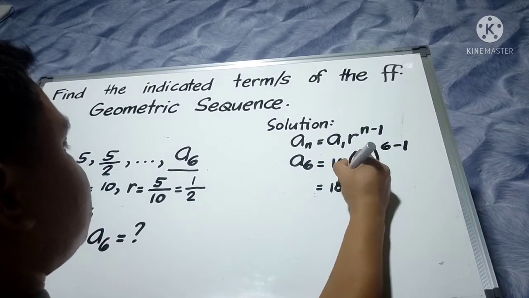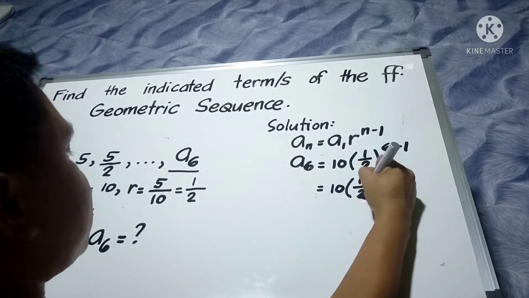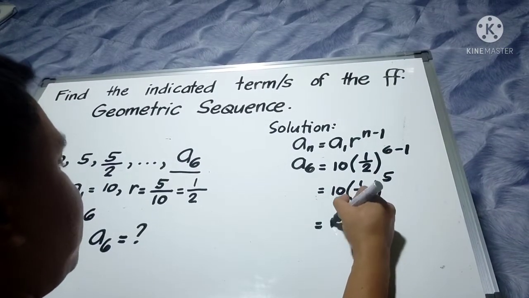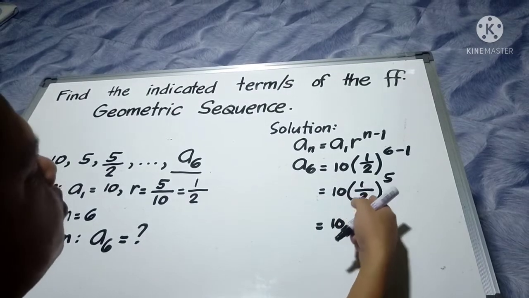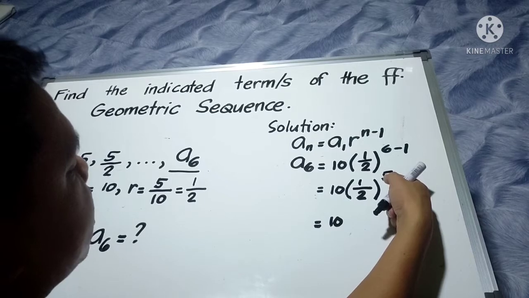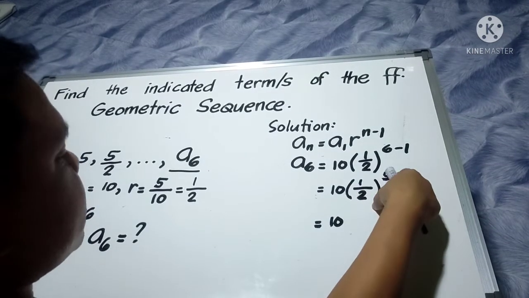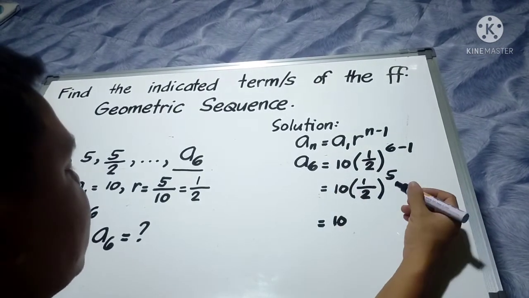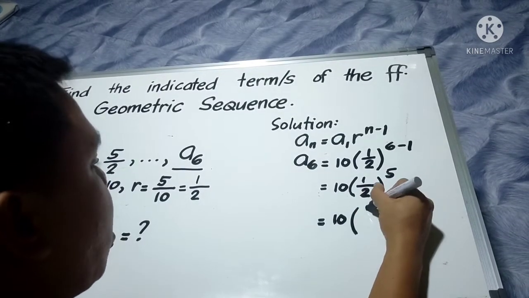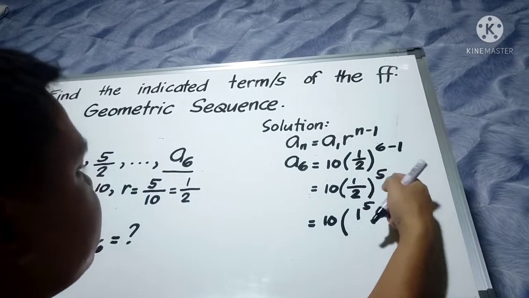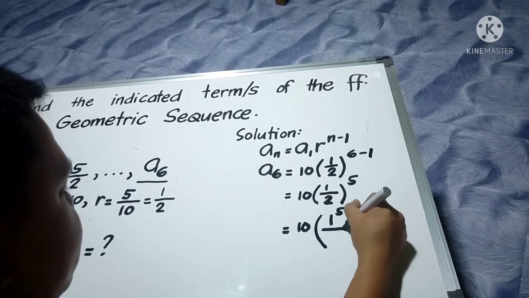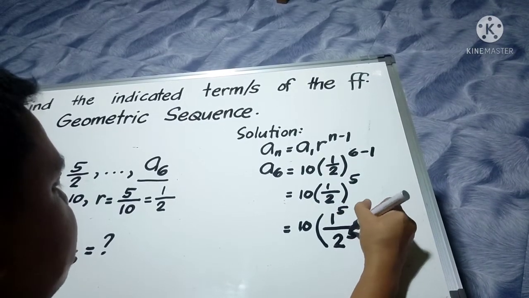This will become 10 times 1/2 to the exponent of 5. Copy 10. You will perform first r to the exponent of your n minus 1, so you have to perform this before you multiply by 10. Okay? So 1/2 to the exponent of 5 means 1 will have an exponent of 5, because you're going to distribute that by the law of exponents over 2 to the exponent of 5.